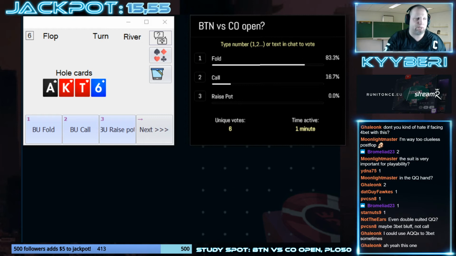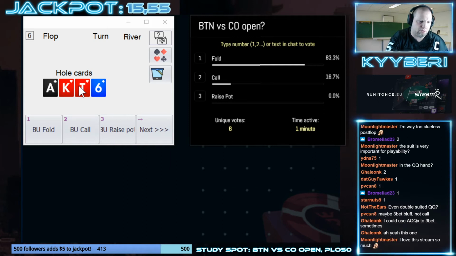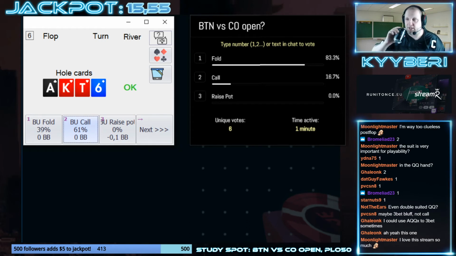The double suited queens might be 3-bet. That strength bucket was single suited queens. Ace king then 6. I would think that it's too strong to fold, but it's too crappy to 3-bet, but it's 40% fold. The 6 really hurts the hand.